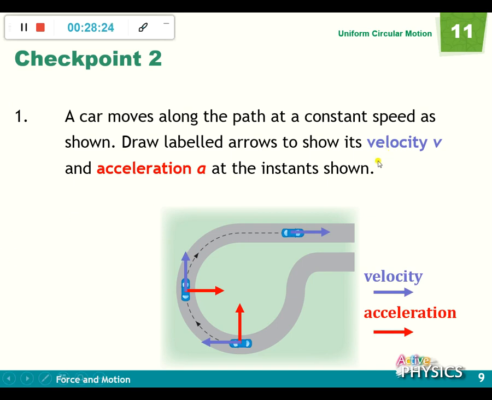For the blue one, it will be the velocity v. It means that should be the instantaneous velocity, showing its direction. But when it changes the path to a circular motion, then you should provide acceleration towards the center of it.